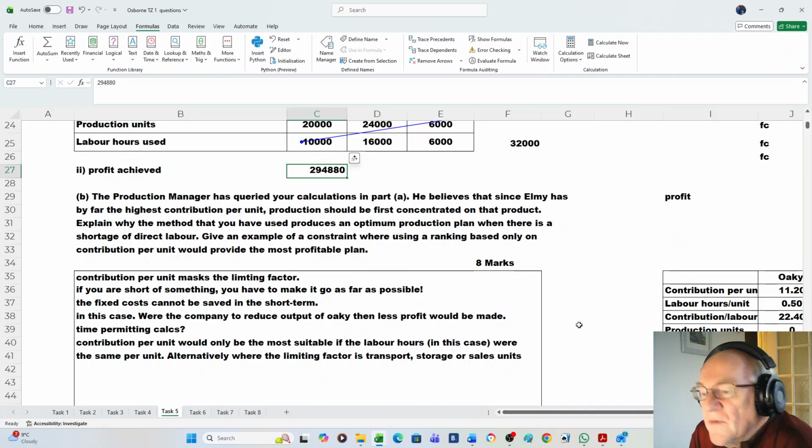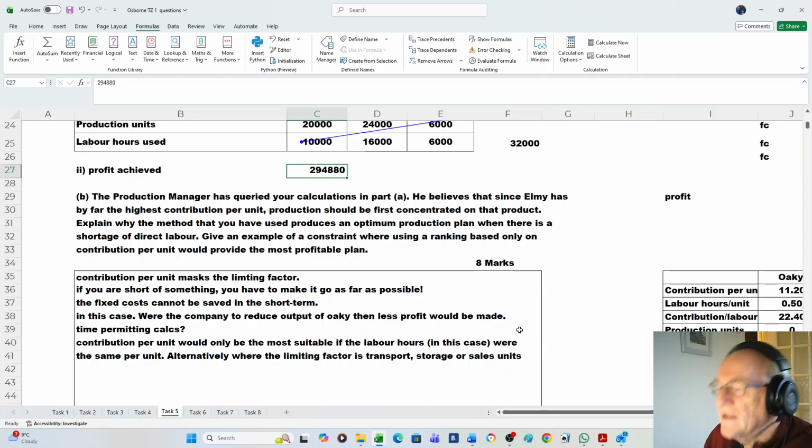It's a perfectly normal thing to do. And also I'll put in here an answer to the fact that fixed costs cannot be saved in the short term. But in the long term, of course, if you want to make sure you're getting the marks, all costs are variable. You would reduce the factory size, warehouse, or whatever in the long term. So in this case, were the company to reduce output of Oki, then less profit would be made.